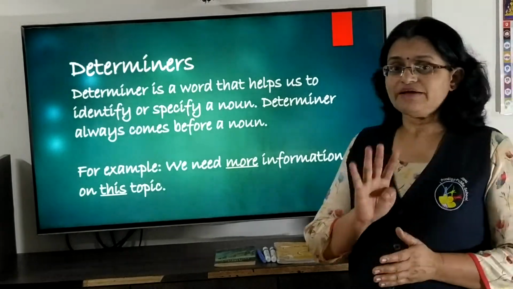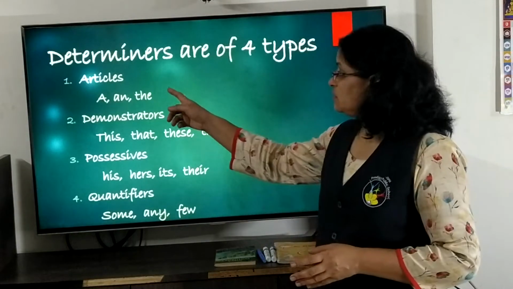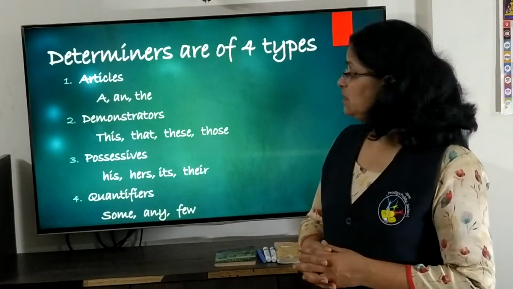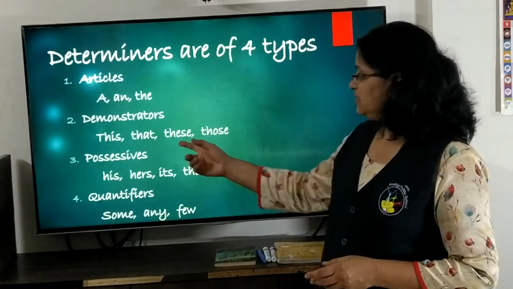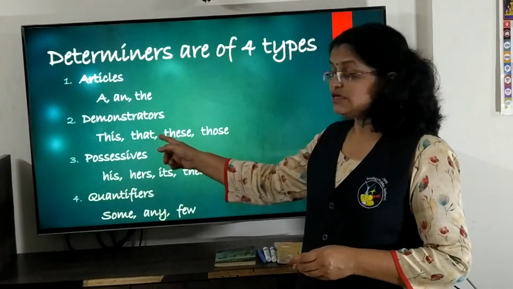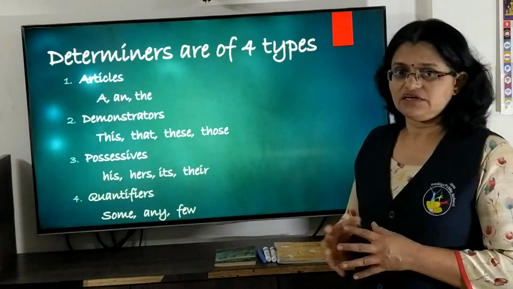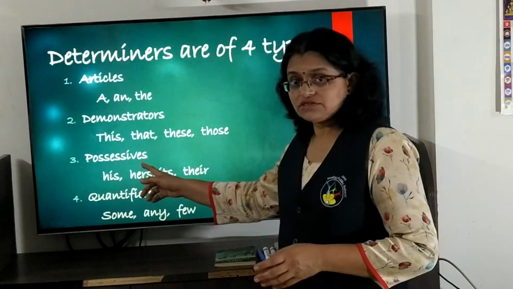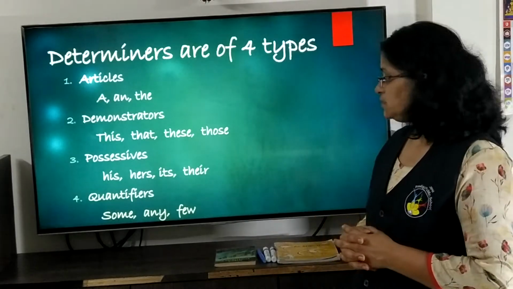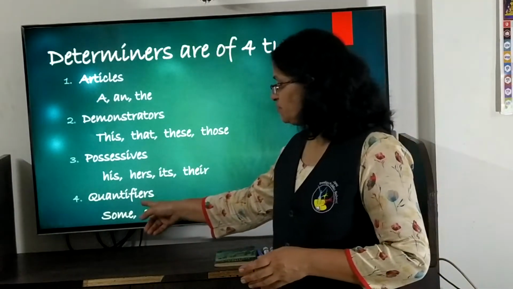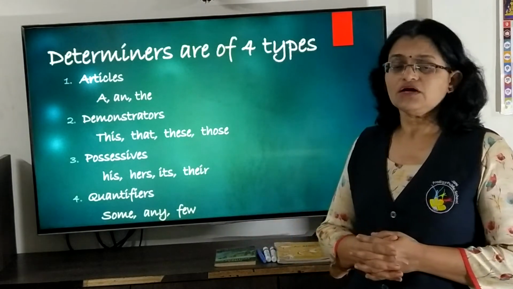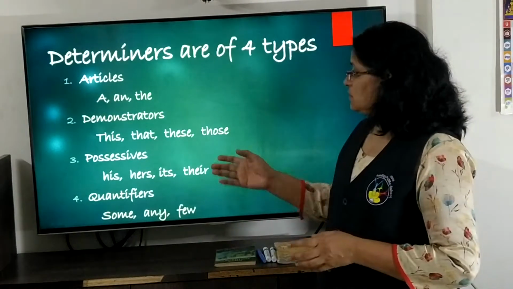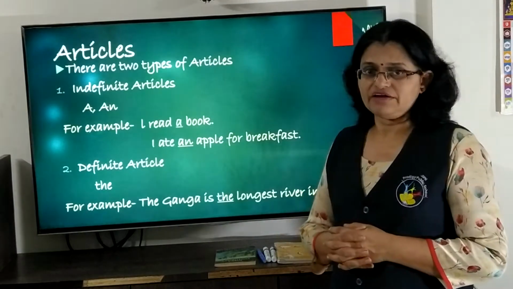Students, there are 4 types of determiners. Which are they? See, first one is article. Article, as you know, a and the. These are the articles. Then there are demonstratives: this, that, these, those. These are demonstratives. Possessives: his, her, its, their. Then there are quantifiers: some, any, few, many. These are quantifiers. Let's deal with these topics one by one.